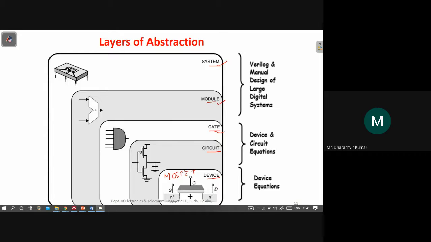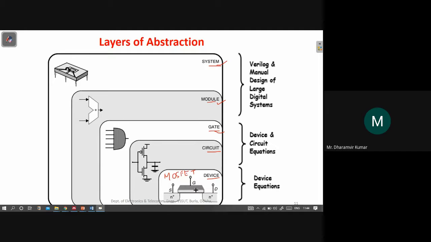So a device is a transistor, a field effect transistor in VLSI, and this is the most fundamental thing, because all of these upper layers will ultimately be decomposed in terms of some kind of device. Be it a system, module, gate, or circuit, ultimately there has to be some kind of device resting there at the bottom which is operating properly.